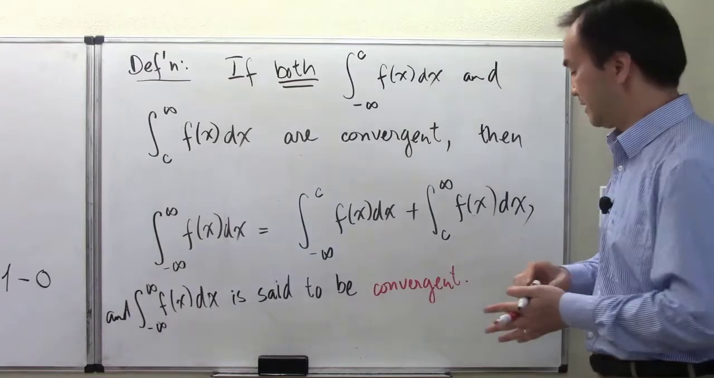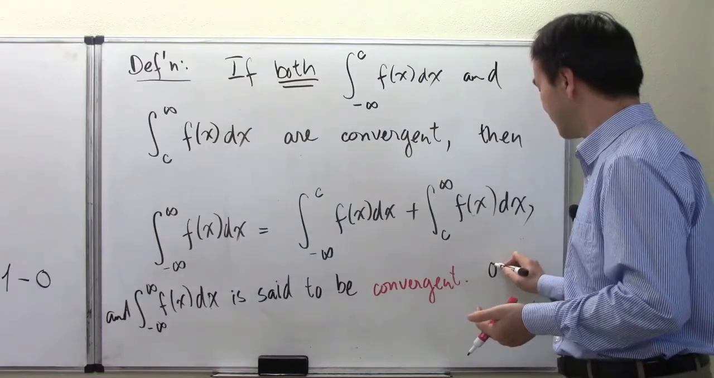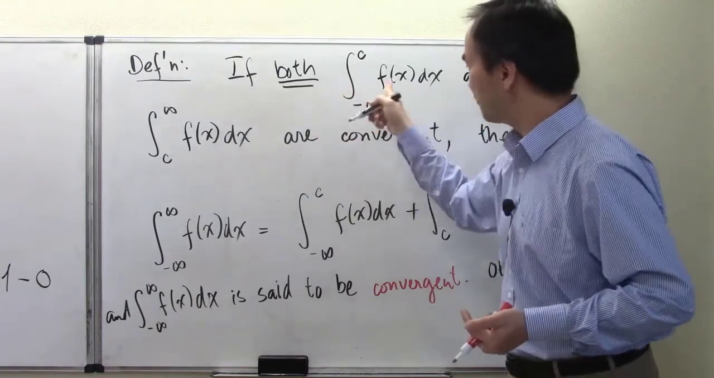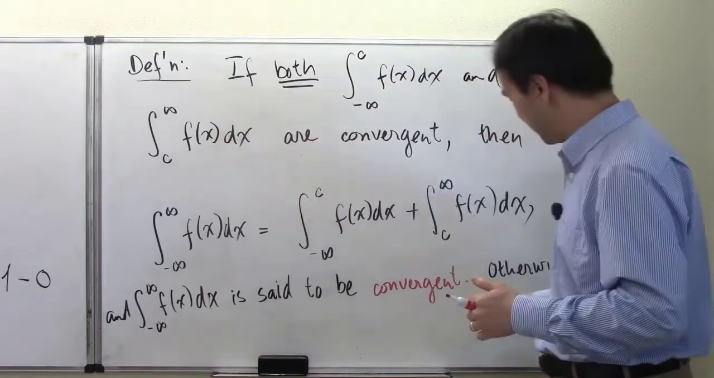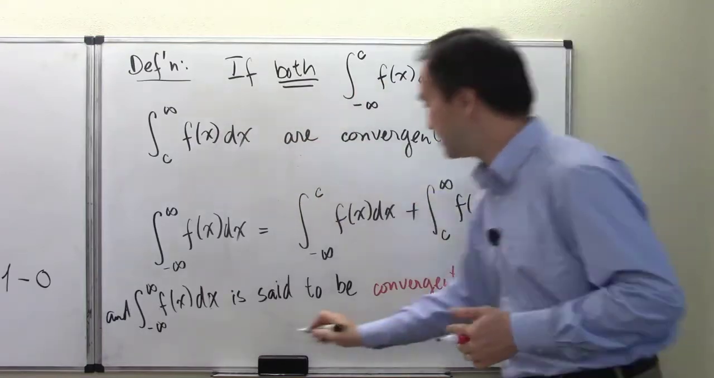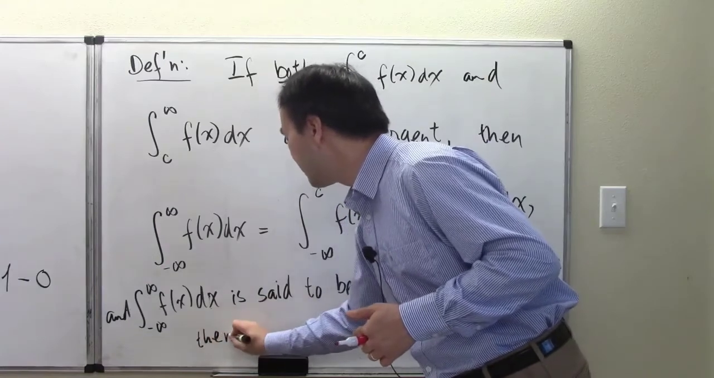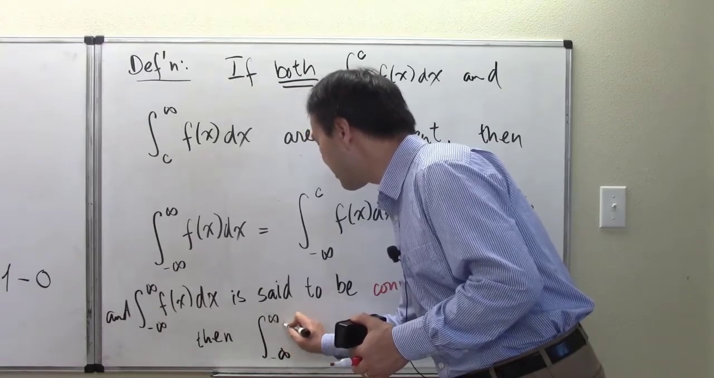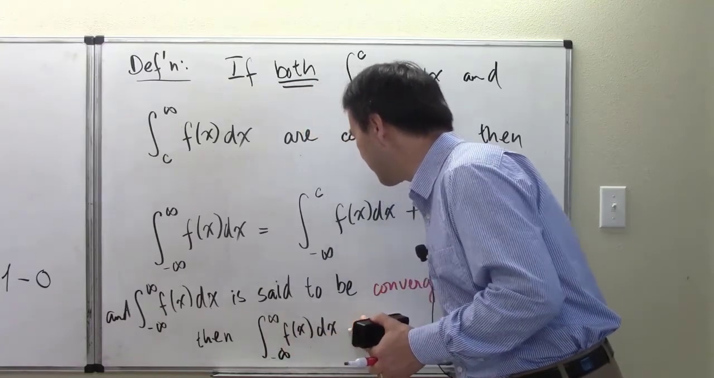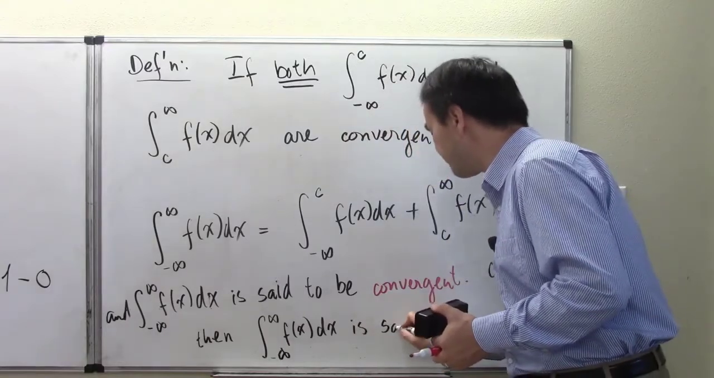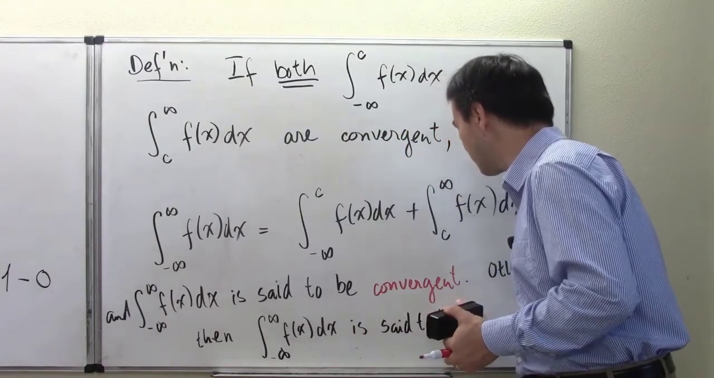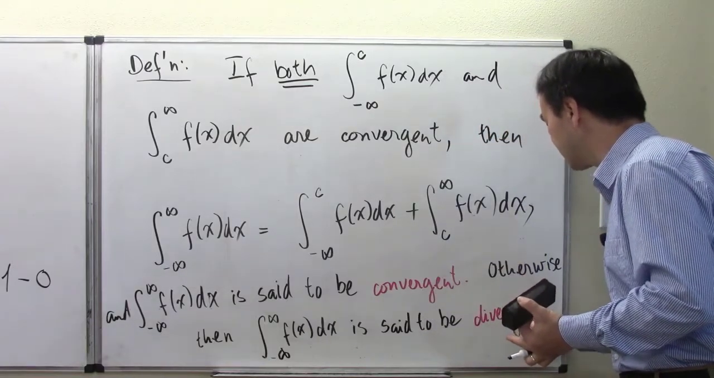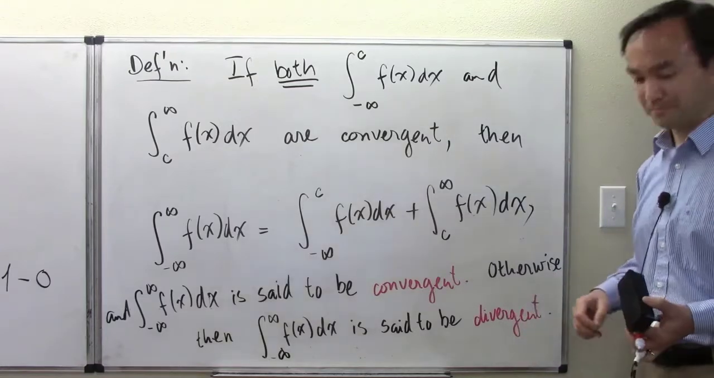All right, and then otherwise, that means when we fail either one of these, once we fail any one of these to be a convergent one, then that's what it means by otherwise. Then that integral from minus infinity to infinity on the function is said to be, and the term here again, divergent.